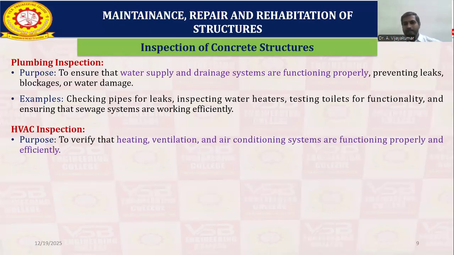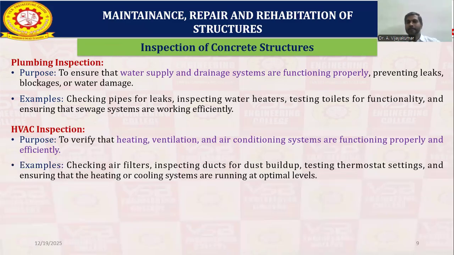Then the HVAC inspection. That means the heating, ventilation and air conditioning system must function properly and efficiently. We need to keep the ventilation system and air conditioner in good condition. The air conditioning system needs proper maintenance every six months or yearly. We need to ensure it functions properly and efficiently. For instance.